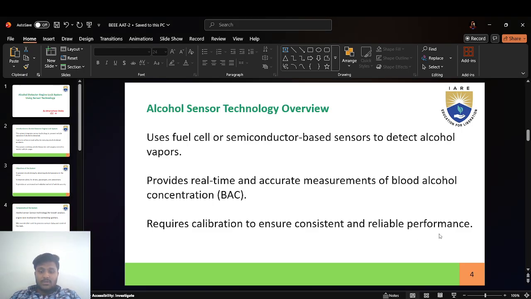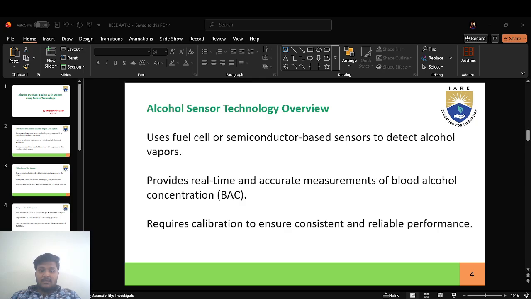Alcohol sensor technology overview. It uses fuel cells or semiconductor-based sensors to detect alcohol vapors. The system uses special types of sensors, either fuel cell sensors or semiconductor sensors, to smell the alcohol in a person's breath. It provides real-time and accurate measurements of blood alcohol concentration (BAC).